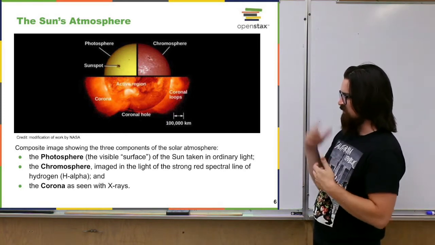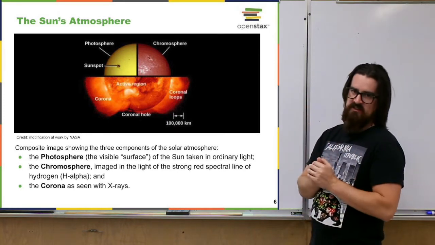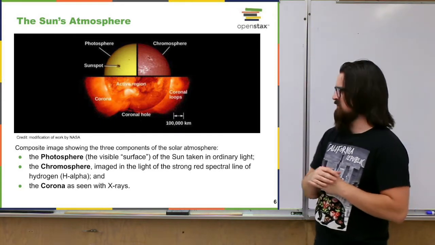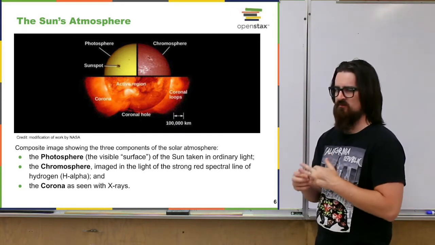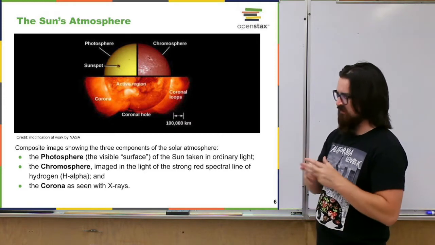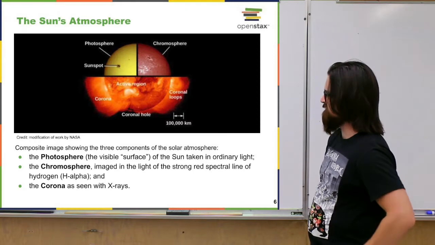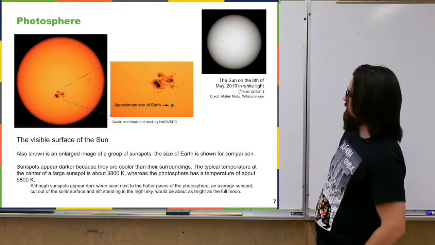The corona is surprisingly much hotter than the photosphere and the chromosphere. It gets incredibly hot, and so it emits in much shorter wavelengths, like X-rays and extreme ultraviolet. Let's talk a little bit about the photosphere then.